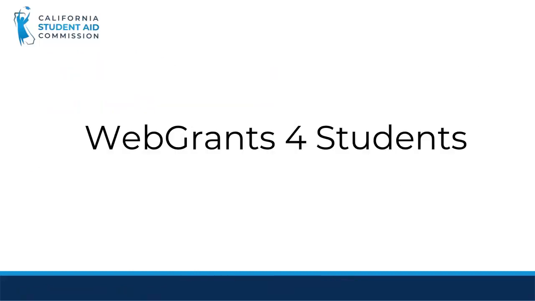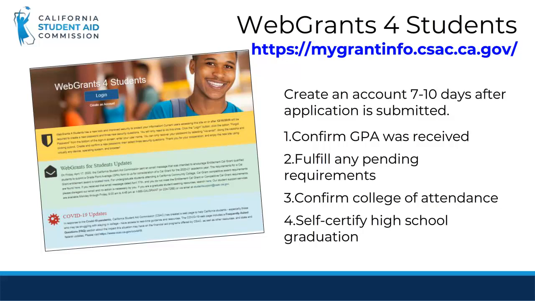Now we will talk about WebGrants for Students, the portal that students must create to claim their Cal Grant award. Once a student has submitted their financial aid application, the next step they should take is to create a WebGrants for Students account. This can be created 7 to 10 days after their application was submitted and fully processed.